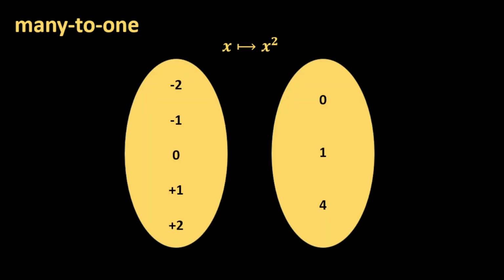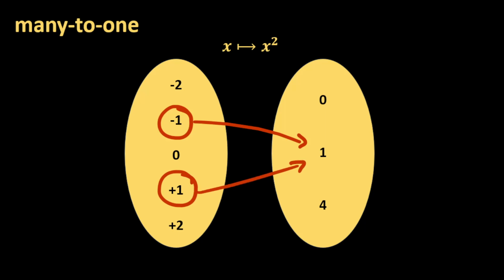What about a many-to-one, such as x gets mapped onto x squared? Well, here let's say we've got the input -1. That gets mapped onto +1. But so does the input +1, right? That also gets mapped onto +1. So what have we got here? We have got two potential inputs that get mapped onto one output, the same output. So we've got many inputs that go to one output. And so we call this many-to-one. And what would that look like on a graph?